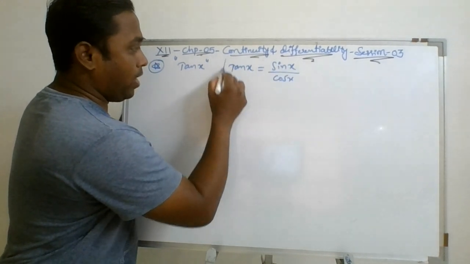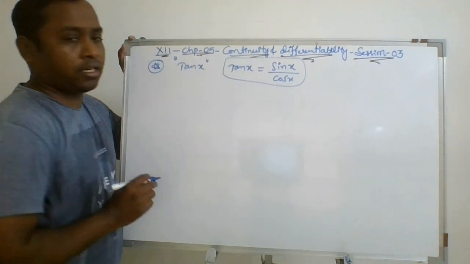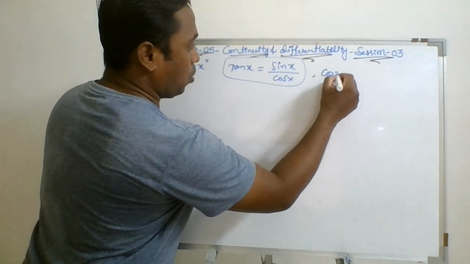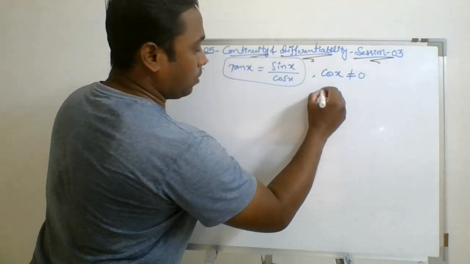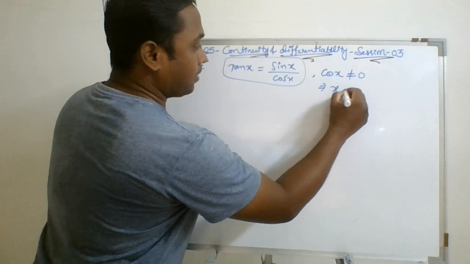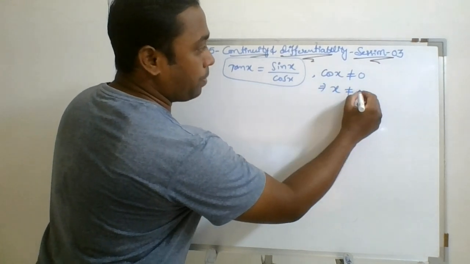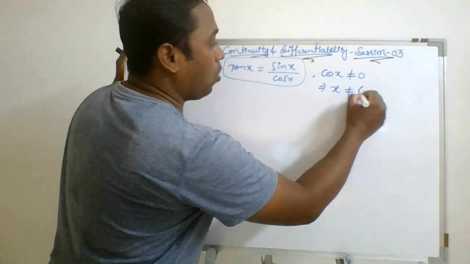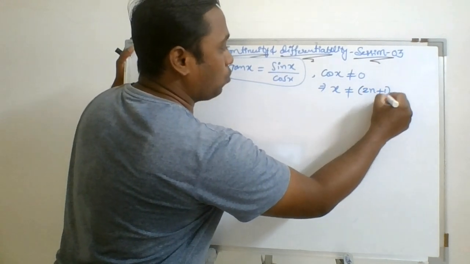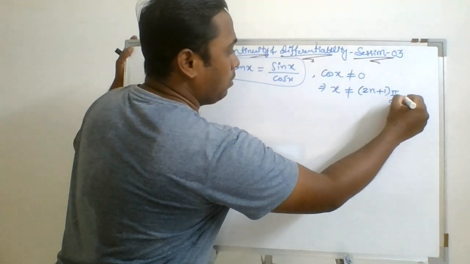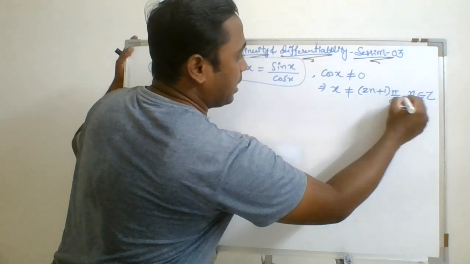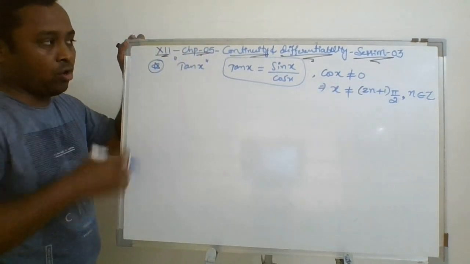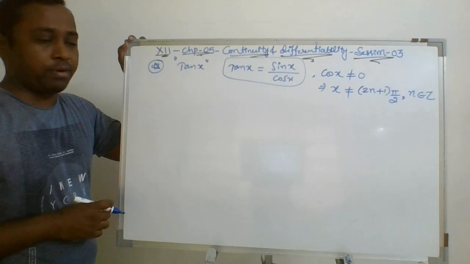But while defining tan x as a rational function sin x by cos x, we must know that cos x cannot be equal to 0, which implies x cannot be 90 degrees or 270 degrees. That is, odd multiples of pi by 2, so (2n plus 1) into pi by 2, where n belongs to integers. At this value cos x is 0. That's why x cannot be an odd multiple of pi by 2.